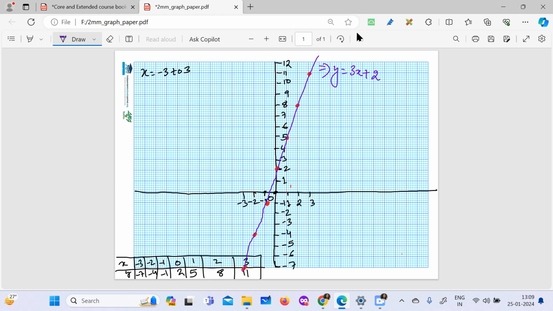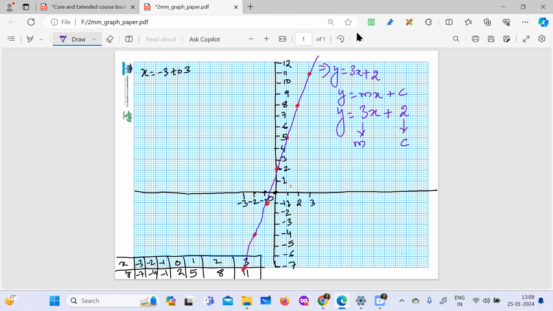Let's explain this equation now. y is equal to 3x plus 2. As I said earlier, y is equal to mx plus c is the standard equation of a straight line where m is the gradient. This equation is written in the same form, so we can say here that 3 is the gradient, and c is the y-intercept. This is our c, so c is 2 here.